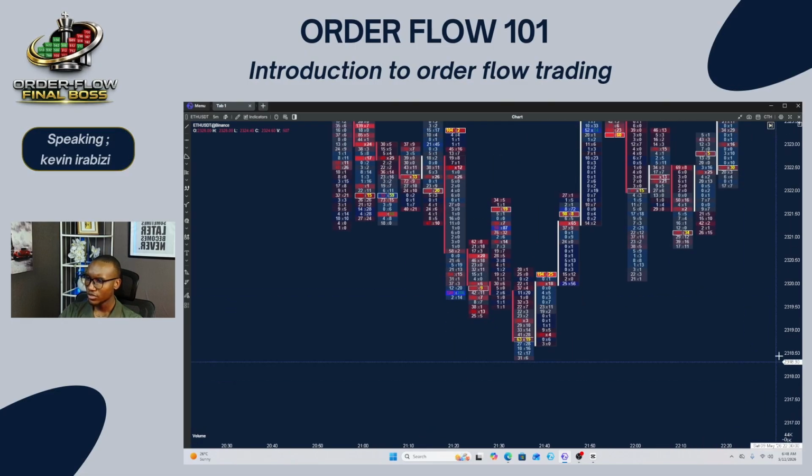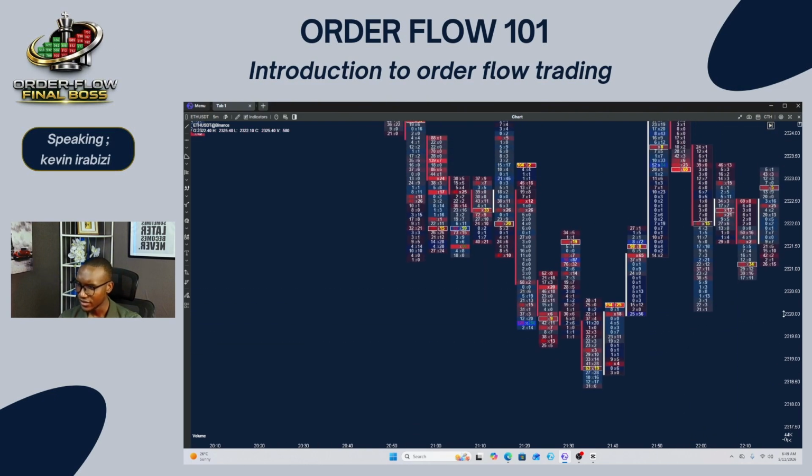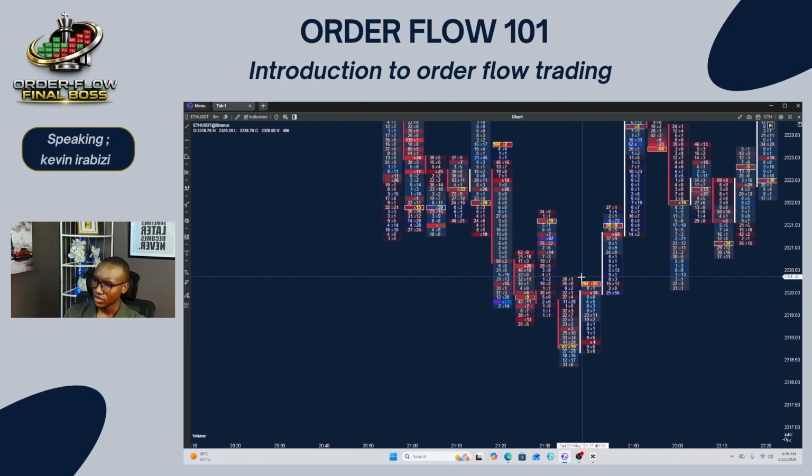So Kevin, what are you trying to show us? Look at this. This delta is negative, right? Look right here. Totally negative. Negative delta all the way. And what happens? Price is not going down. Price is consolidating in this area. And eventually, price goes up again, even though we do have aggressive sellers in here. More than the buyers, actually. Look at this. More sellers than the buyers, and price is not going down.